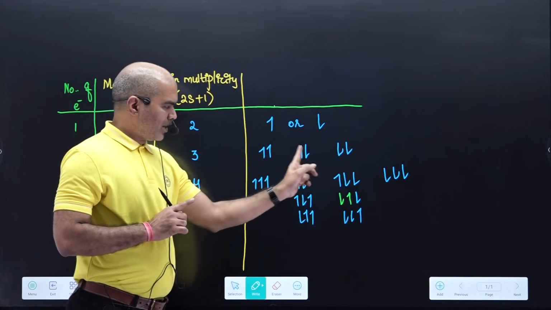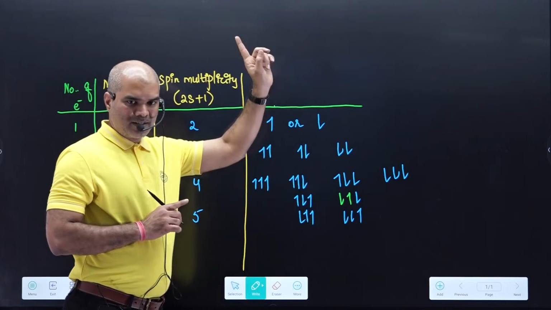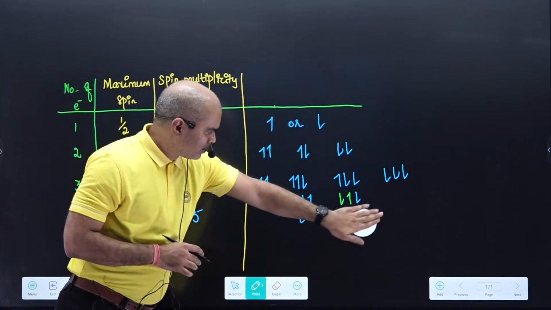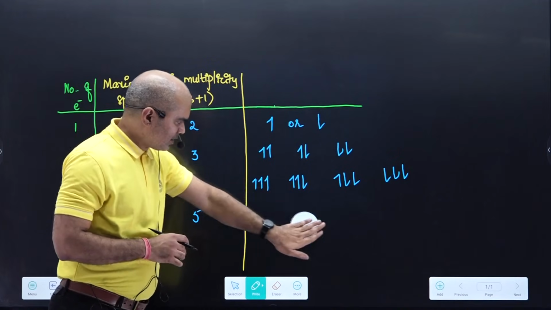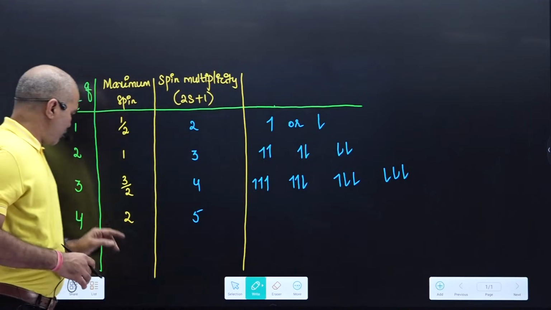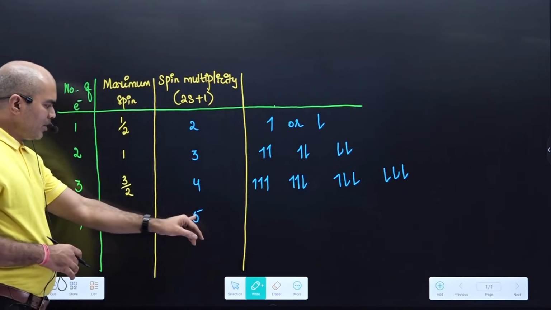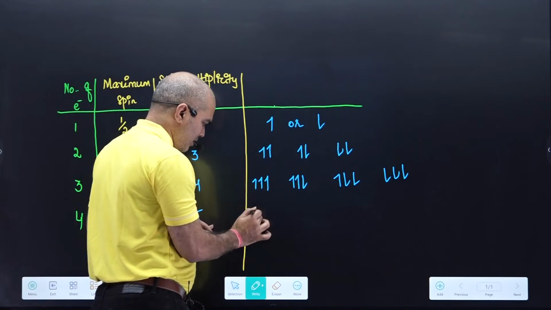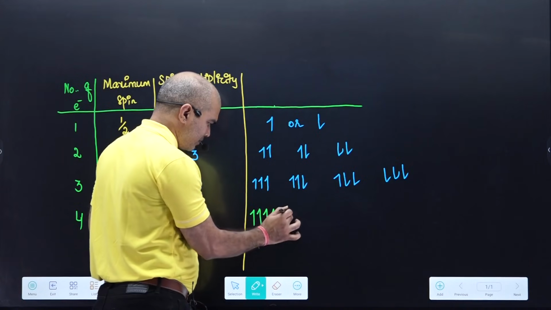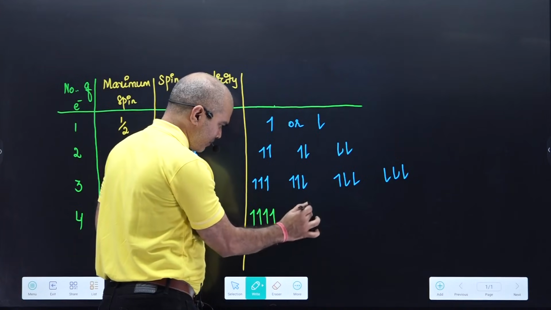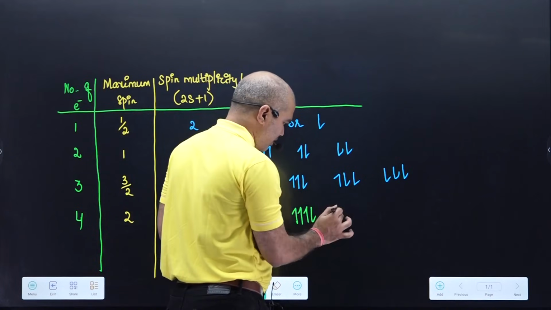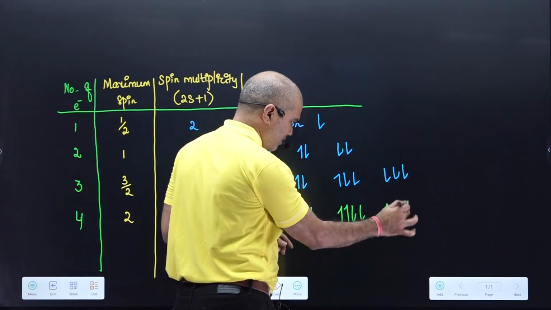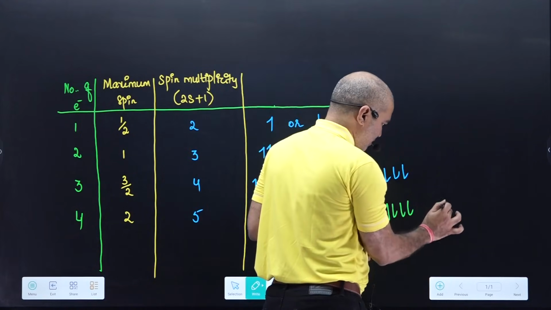For this you get only 1:2:1 intensity. I am talking about intensity, not the number of peaks. So this is intensity. Presently it is not needed. And finally 4 electrons. How many orientations should I get? 5 orientations. All up, 3 up 1 down, 2 up 2 down, 1 up 3 down, and all down.